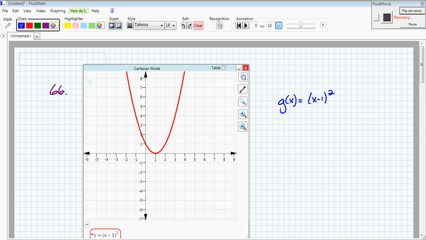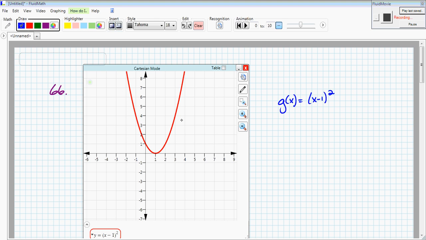Alright, for question 66, the directions say the given function is not one-to-one, restrict its domain so the resulting function is one-to-one. Find the inverse of the function with the restricted domain, and there is more than one correct answer, so I'll just do one particular correct answer. So in this case, it says that we need to restrict its domain so the resulting function is one-to-one. Right now, the domain is all real numbers.